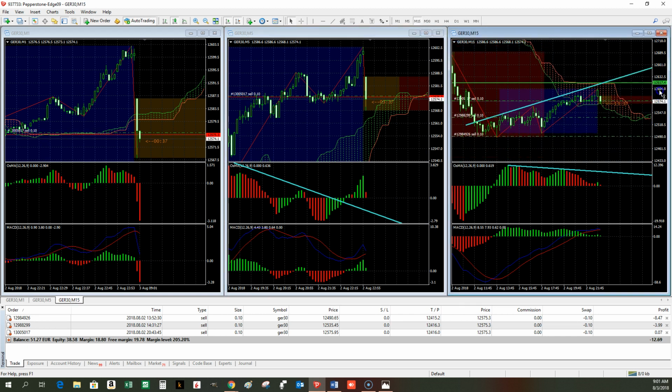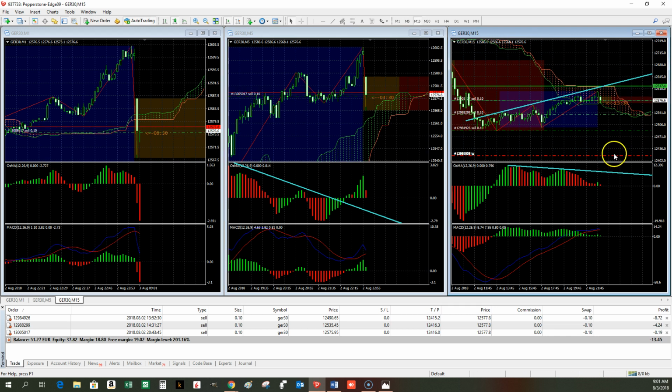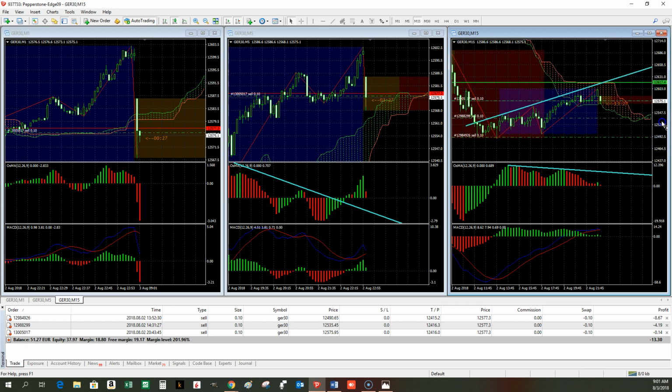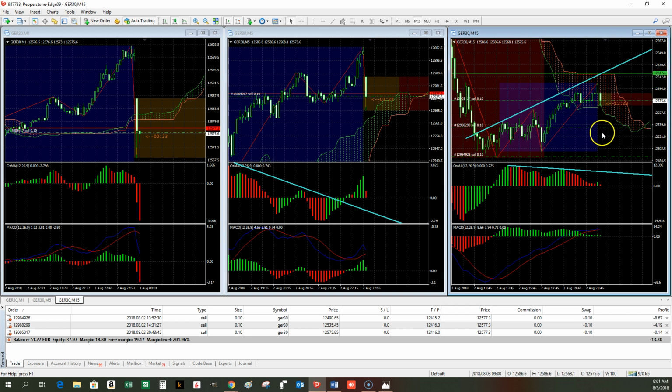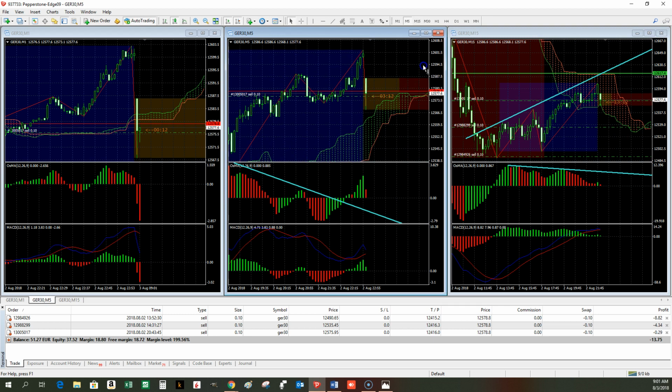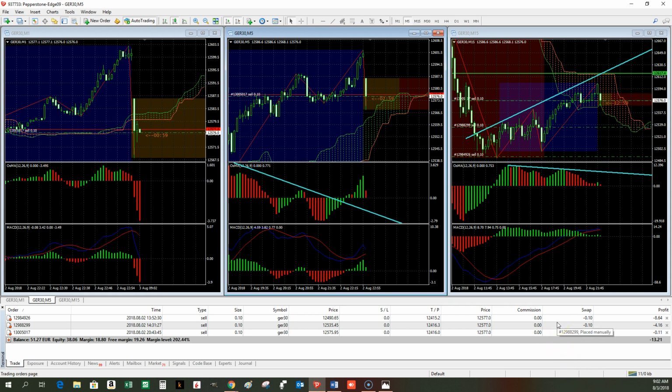And look at this. We need to get to the target, 12,415. Well, it's going to take time to get to the target. Anyway, it's 9 o'clock in the morning, the 3rd of August, and we have 3 positions opened. We are minus 13.75 euro, and let's see what will happen during the day on the DAX, and let's come back to it.